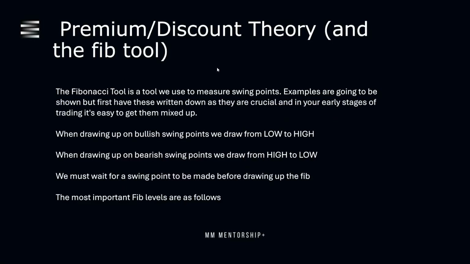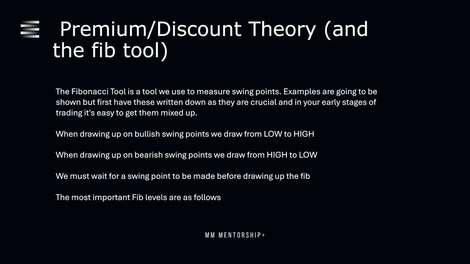So premium and discount theory and the Fib tool, so the Fibonacci tool. It is a tool that we use to measure swing points, right? Examples are going to be shown, but have this written down first. It's crucial in the early stages of trading that you don't get these mixed up. So when drawing on a bullish swing point, we are drawing from low to high, so swing low to swing high. When drawing a bearish swing point, we are drawing from swing high to swing low. Okay, we must wait for a swing point to be made before drawing up the fib.